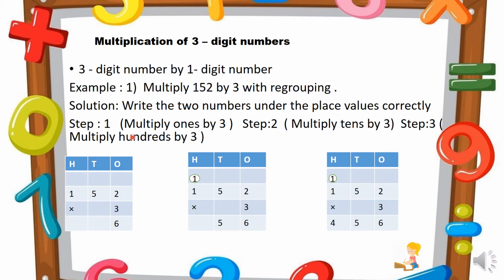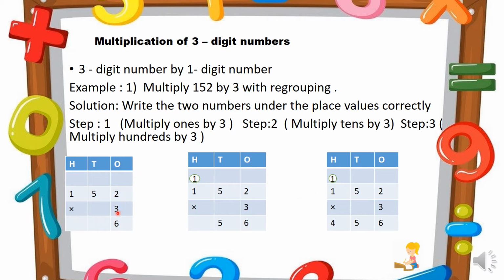First, we need to place the given numbers in the respective place values correctly. 1 is placed at the 100s place, 5 is placed at the 10s place, 2 is placed at the 1s place, and the multiplier is placed in the 1s place. First, you multiply 3 with 2, then 3 with 5, then 3 with 1. Here I am showing you step by step.